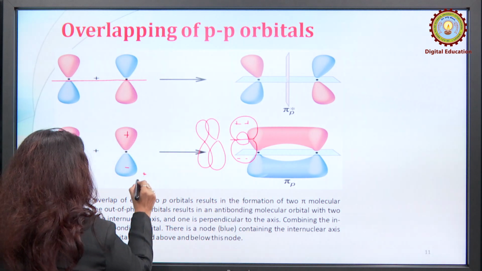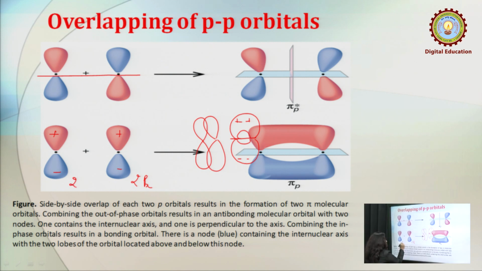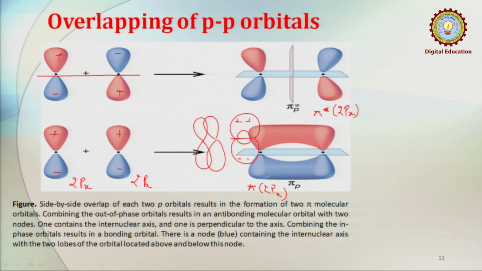Suppose this is 2 px and this is 2 px, then it will be pi 2 px. And when they are overlapping in this manner, that both the atomic orbitals or the overlapping lobes are present in different phases, then obviously there wouldn't be proper overlap, there would be destabilization leading to the formation of anti-bonding molecular orbital, then it would be pi star 2px, right. I hope it is very much clear to all of you.